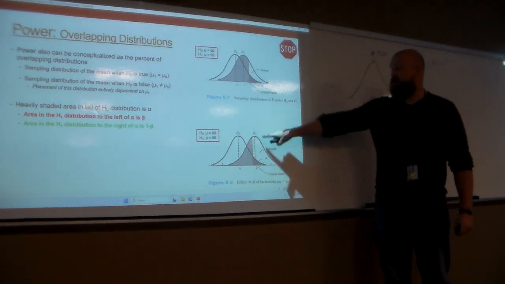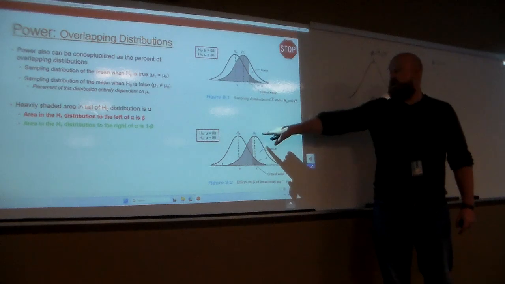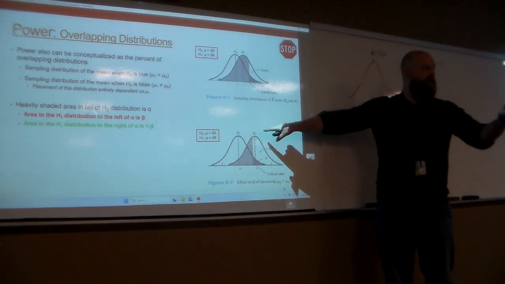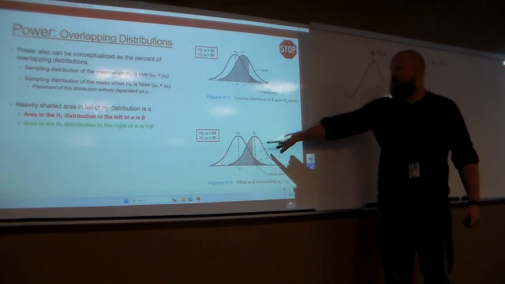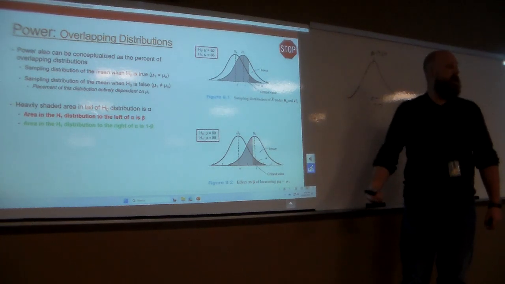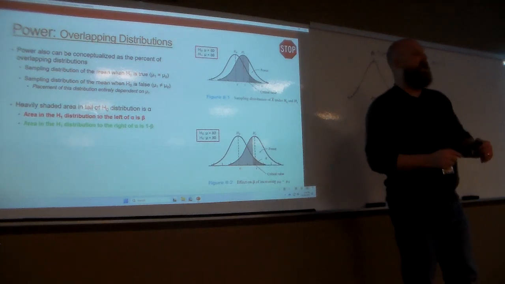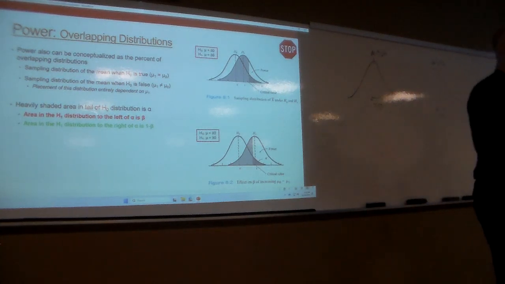And here now in this one, because I've got more separation, if my sample gets right on the actual population value, this is a value that's still going to allow me to reject the null hypothesis, right?